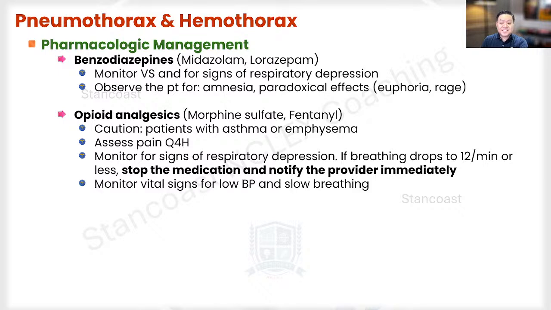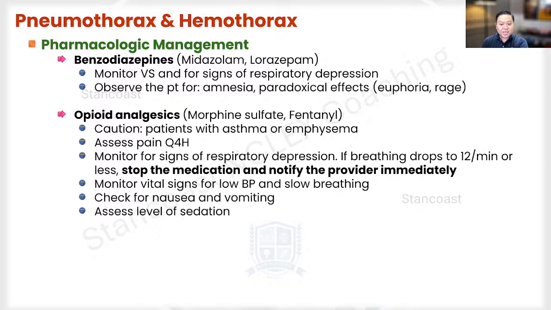Monitor the level of sedation. And also, all throughout the therapy, when we are going to medicate the patient with opiates, always monitor the patient for constipation. That's not good. We want to make sure that they can pass their stools daily, and also encourage them to increase their fluid intake daily in order to prevent constipation.